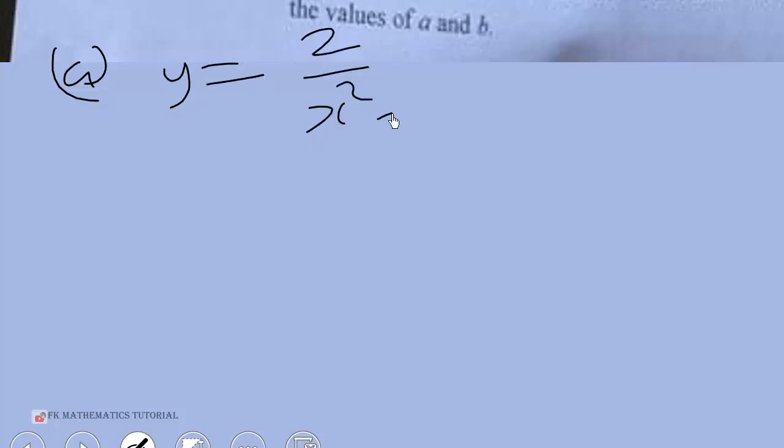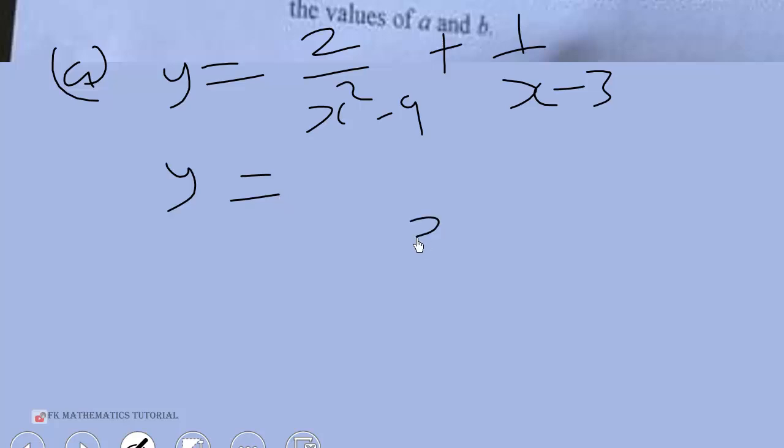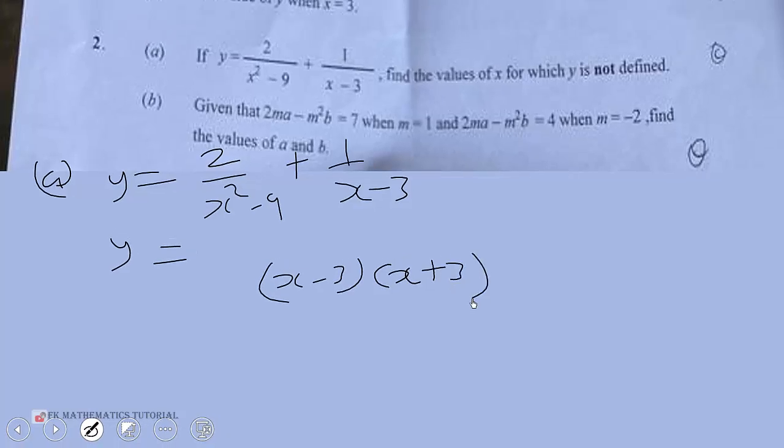The B part says that if y equals 2 over x squared minus 9 plus 1 over x minus 3, find the value of x for which y is not defined. So we can simplify this to get the LCM, which is x minus 3 times x plus 3.